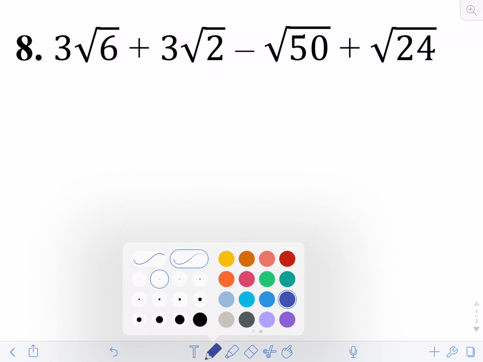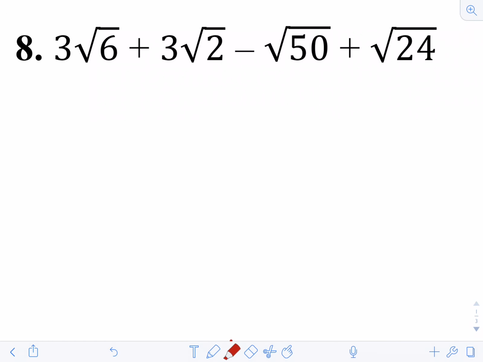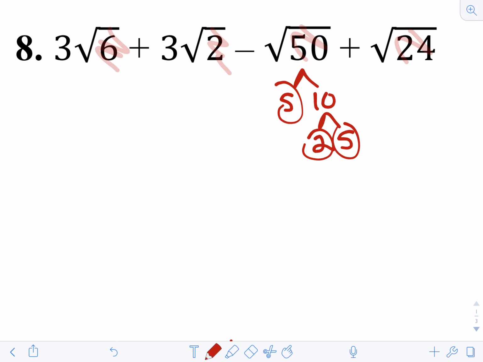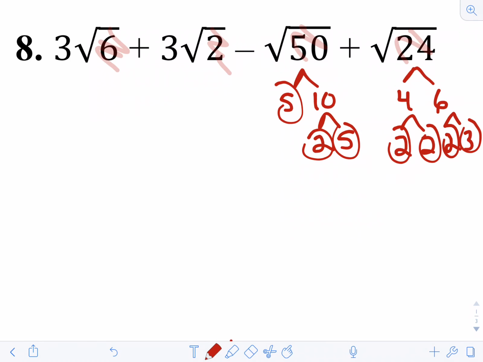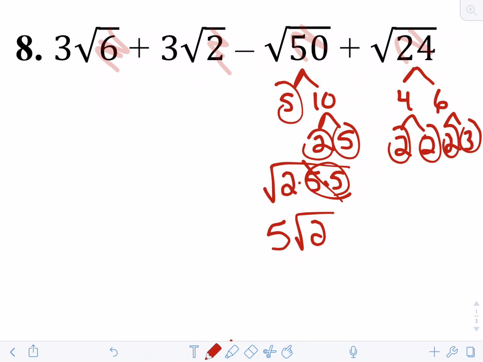All right, number 8. So we just saw that we can't simplify this square root of 6. I can't simplify 2, so I'm going to try the 50 and the 24. For 50, I'll do 5 and 10. That gives me 2 and 5. For 24, I'll do 4 times 6. So that's 2 and 2, and 2 times 3. For this first one, I have 2 times 5 times 5. Pull out my pairs. Copy what I have left over. Here I have 2 times 2 times 2 times 3. Pull out my pairs. And what I have left on the inside is 2 times 3, which is 6.